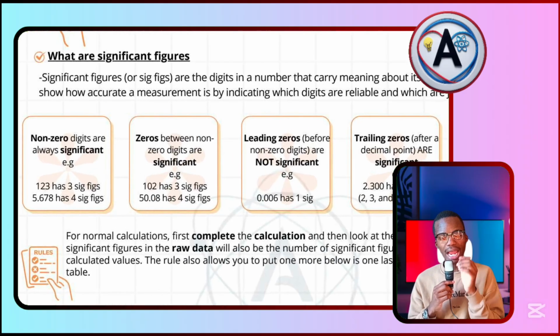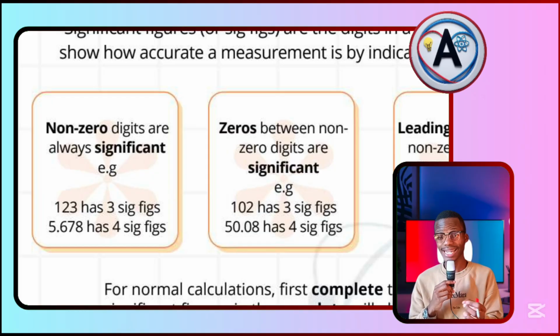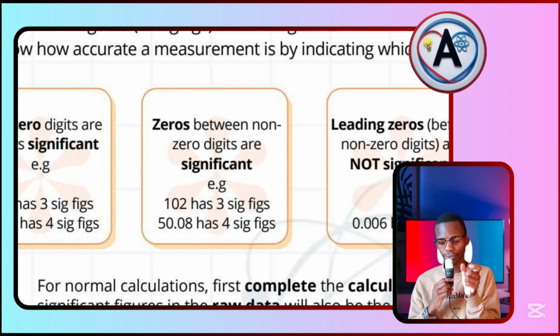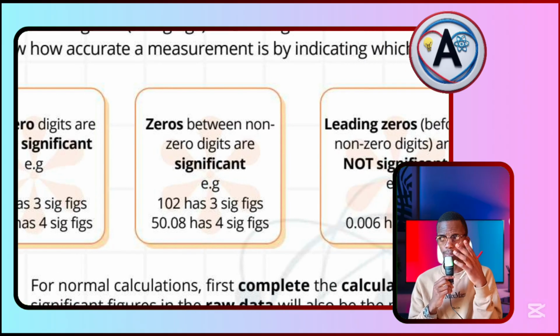The first one: non-zero digits are always significant. For example, 123 has 3 significant figures, 5.678 has 4 significant figures. So if there isn't a zero at the beginning or anywhere else, that digit is significant. Second, zeros between non-zero digits are always significant. For example, 102 has 3 SF. 50.08 has 4 SF.